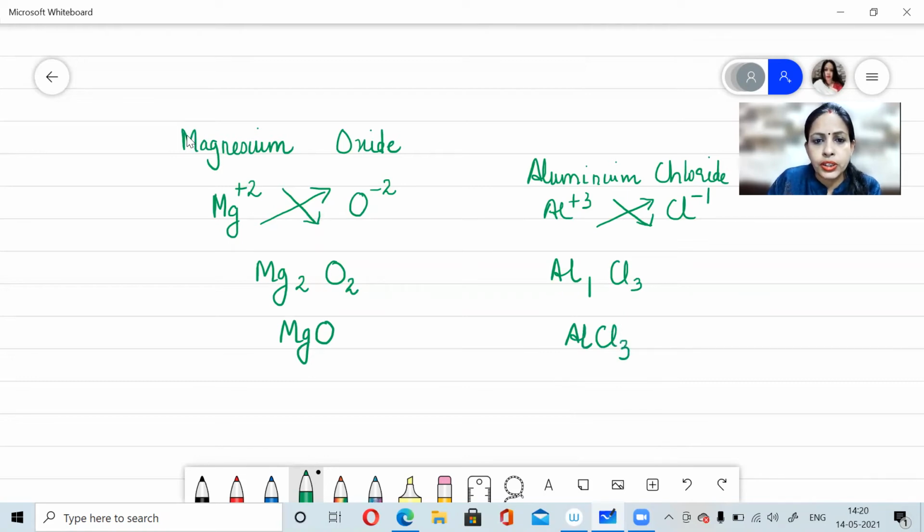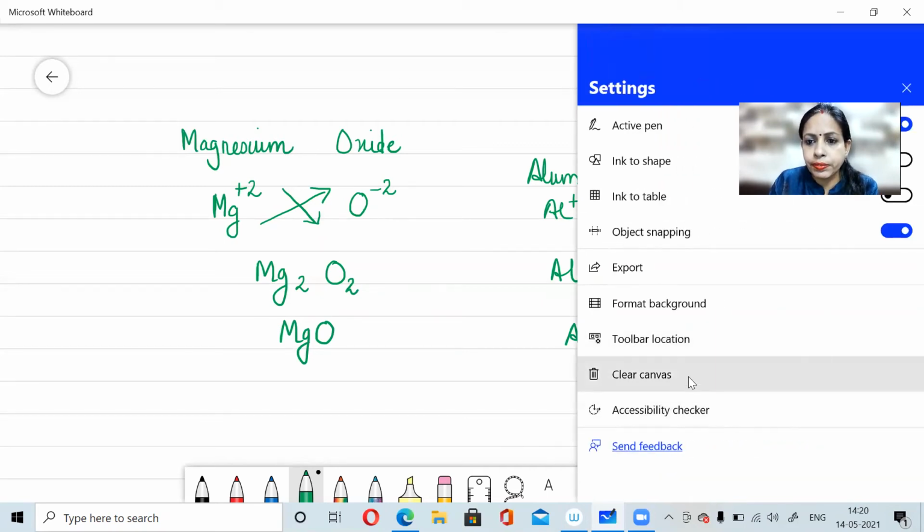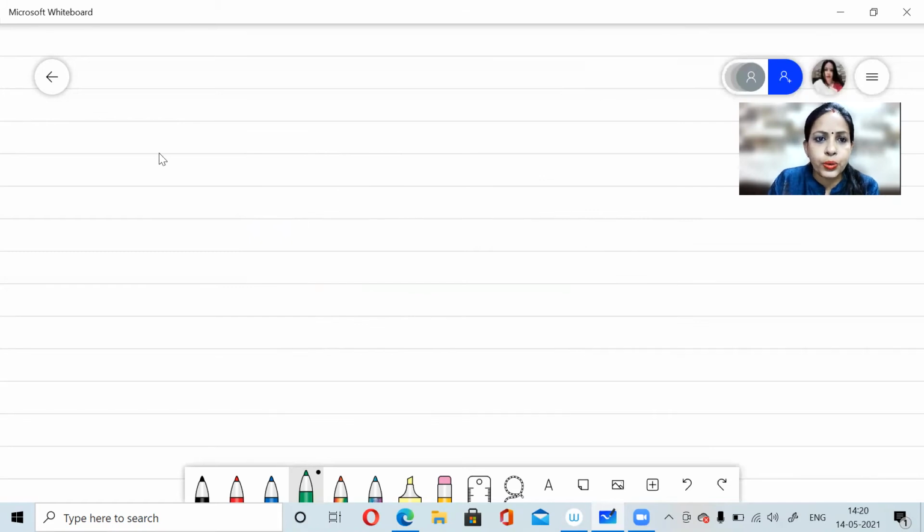Okay. So this is the way of writing the formulas. We can take one more example, because as I said, it is very interesting. Suppose I take potassium sulfate. Then K +1 is the symbol and valency of potassium. For sulfate, it will be SO4 -2.